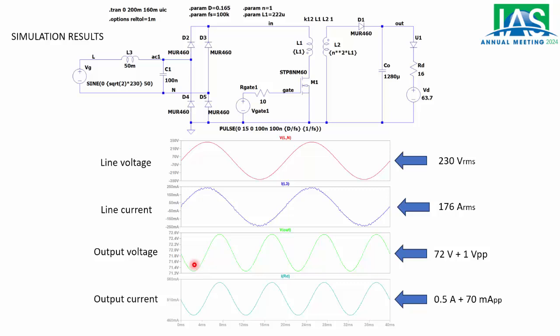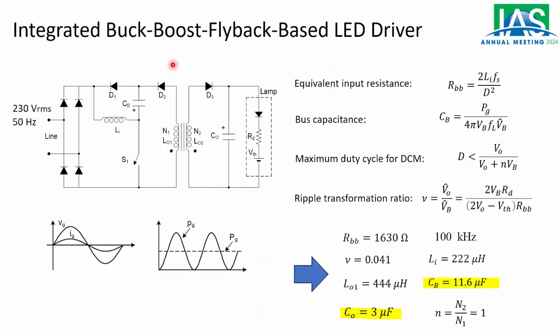This is the output voltage, so we can see that it is a DC value of around 72 volts plus 1 volt peak to peak. And then this is the current through the lamp, so it's around 0.5 amperes and 70 milliamperes peak to peak current ripple. And then we have the integrated buck-boost-flyback based LED driver. This is a little bit more complicated to design, but again, everything is explained in the paper.